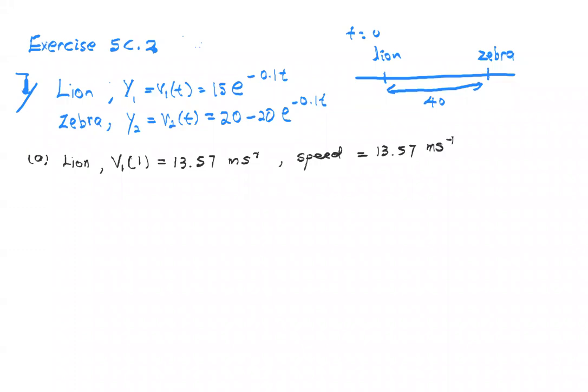If you get negative, you also write as positive when it comes to speed. So for zebra, you write your V2(1). Okay, so now you call out your Y2, then you key in 1, and you press enter, you got 1.903. Correct? So you say the speed is 1.903.